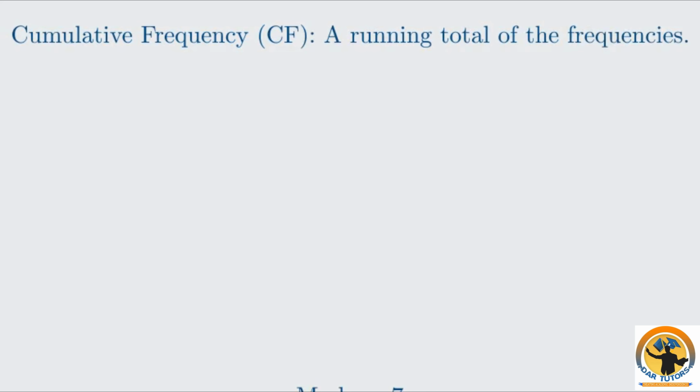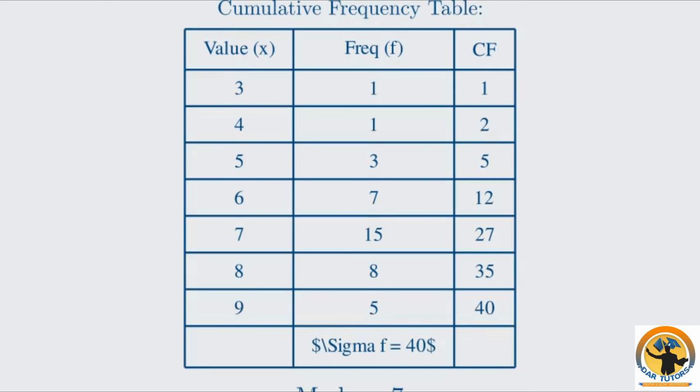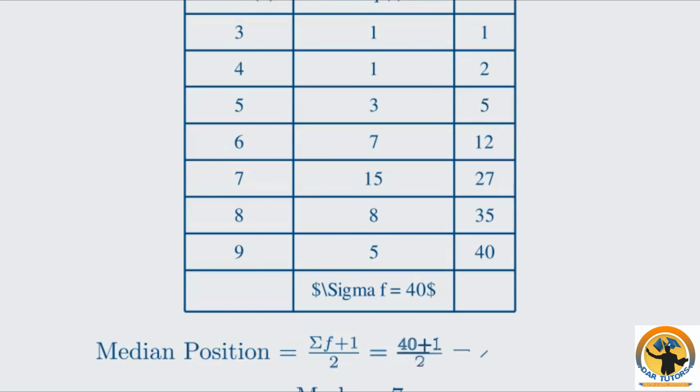To find the median from a frequency table, we need a fourth column called cumulative frequency. Cumulative frequency is the running total of the frequencies. It tells us how many data points are less than or equal to a particular value. Let's build this column. The first value has a frequency of 1, so the first cumulative frequency is 1. The second value has a frequency of 1, so the cumulative frequency for that row is 1 plus 1, which is 2. The third value has a frequency of 3, so its cumulative frequency is 2 plus 3, which is 5. We continue this process until the last value, where the cumulative frequency will equal the total frequency, which is sigma f, or 40.